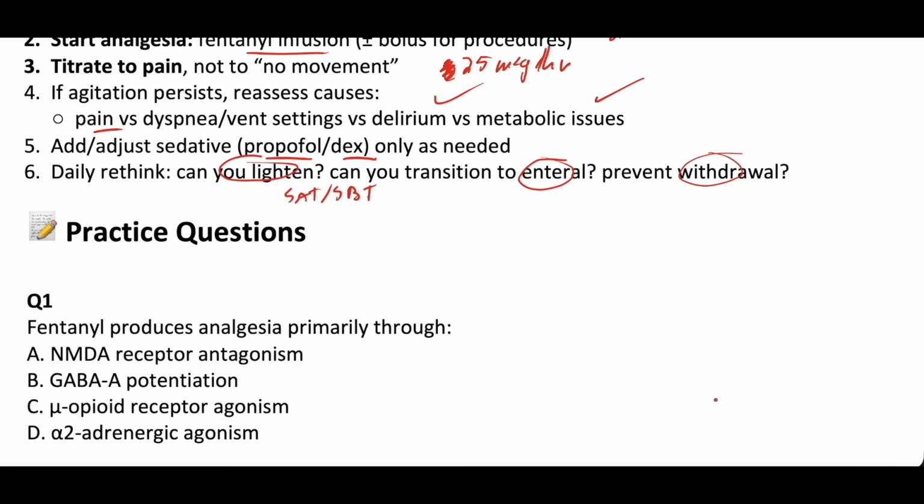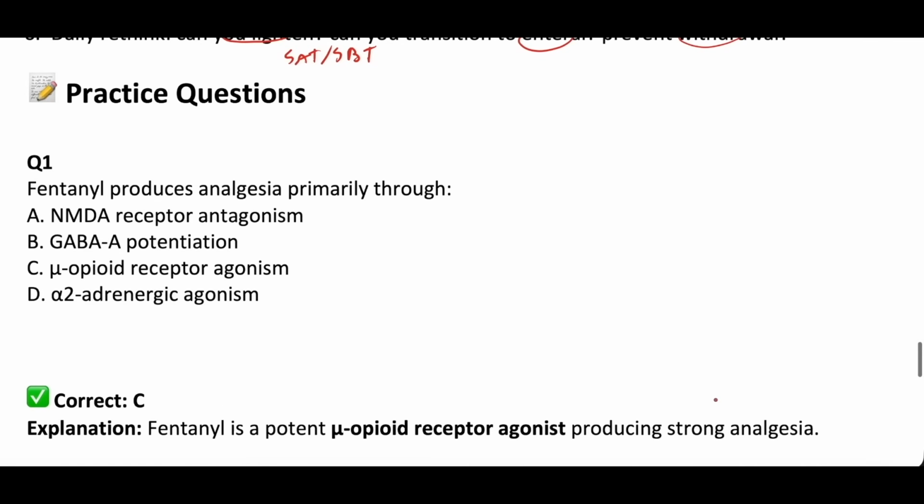Question 1, fentanyl produces analgesia primarily through A, NMDA receptor antagonism, B, GABA A potentiation, C, mu opioid receptor agonism, or D, alpha-2 adrenergic agonism. Correct answer, pause if you need to, is C. Fentanyl is a mu opioid receptor agonist, just like many opiates. NMDA receptors are involved in the pathway for ketamine. GABA A receptors are involved in the pathway for Propofol. And alpha-2 adrenergic receptors are involved in the pathway for Dexmedetomidine. Whereas fentanyl is a mu opioid receptor agonist.